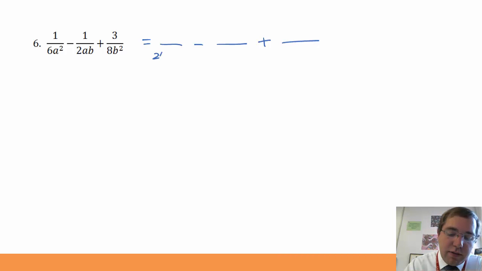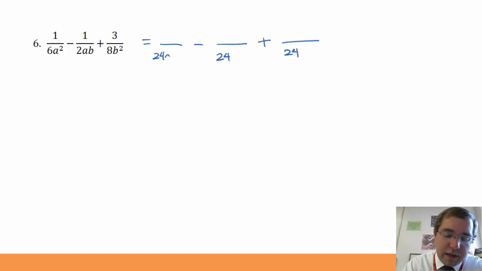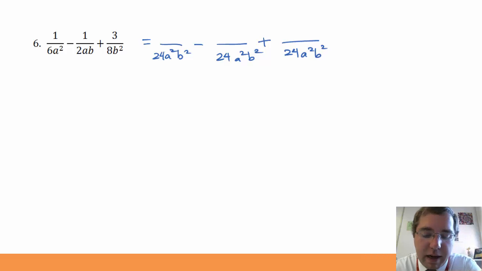So we want a 24 in our common denominator. With the variables, we need to take the highest power of each of the variables. So that's a squared and b squared. That way, by taking the highest power, we're guaranteed that each of the denominators will divide into it. So our common denominator is 24a squared b squared. That is the least common multiple of our three denominators.